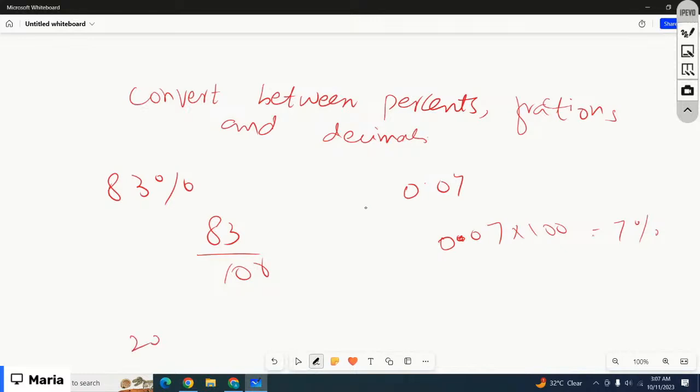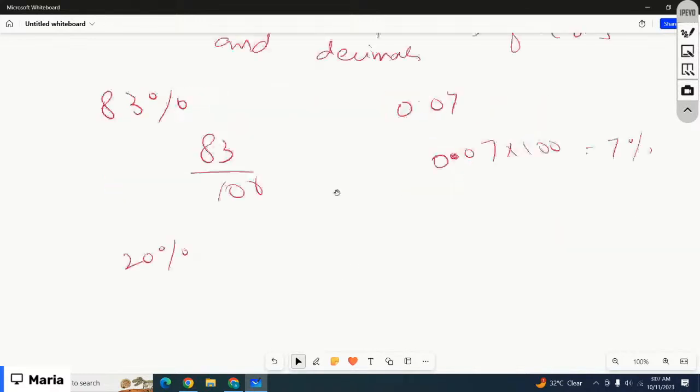Okay, the next one is you have to write down 20% as decimal. So how do you write 20% as decimal? 20% means 20 out of 100, right? Just divide by 100, that would be 0.2, right? So here are the conversions from percentage to fraction, from decimals to percent and from percents to decimals, right? Okay, we'll do more practice questions later today.